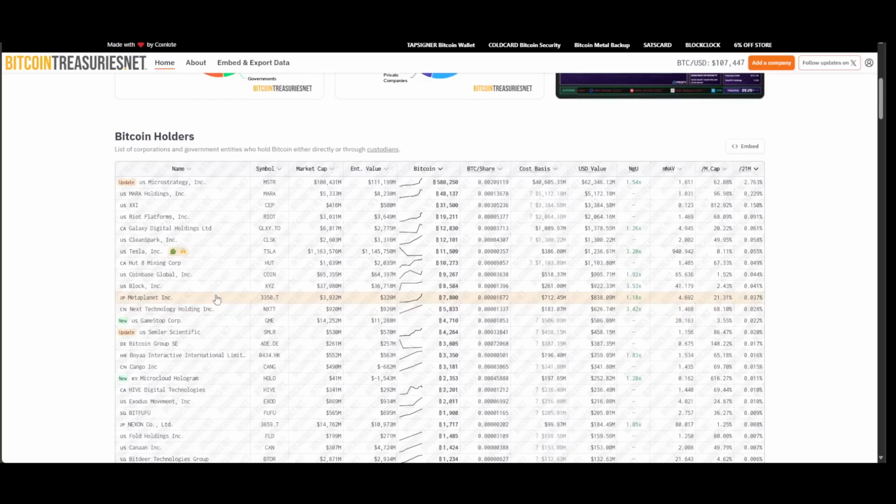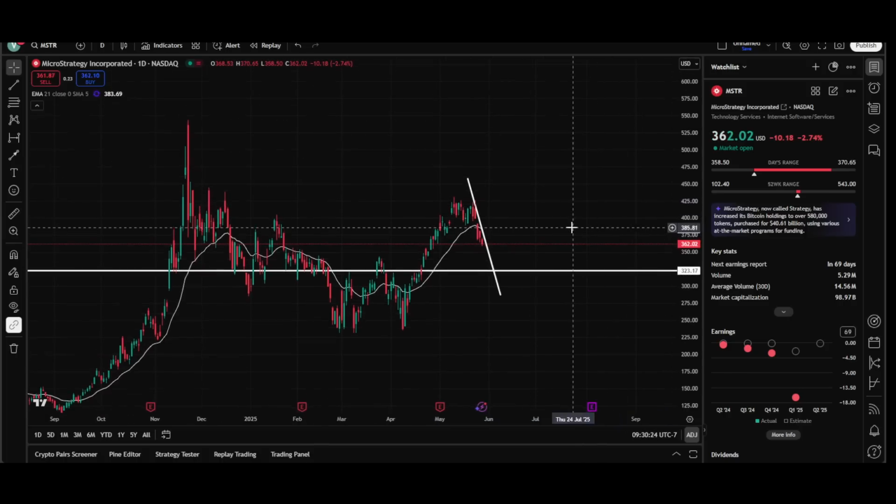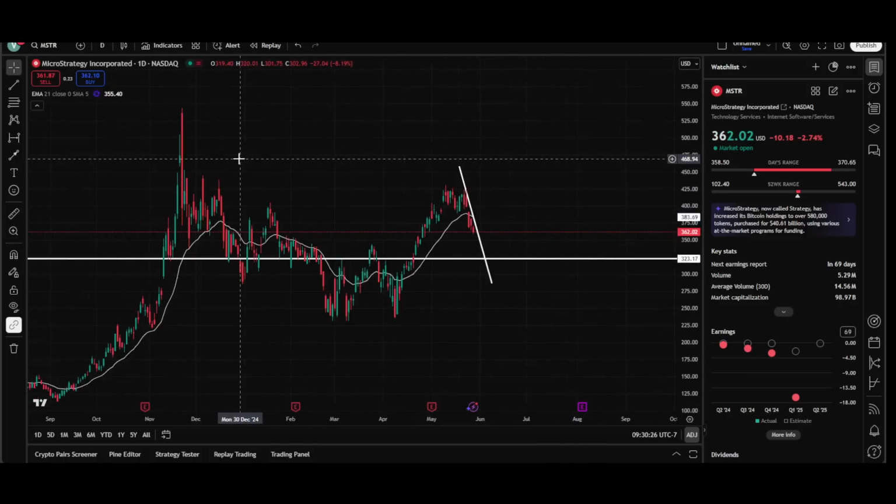Even Metaplanet is going to continue to buy more. I remember just a few months ago, they were probably at like 4,000 or 5,000. Now they're almost double that amount, 7,800. So these companies continue to acquire more, and then that'll probably lead to the next Bitcoin cycle that everyone is expecting.